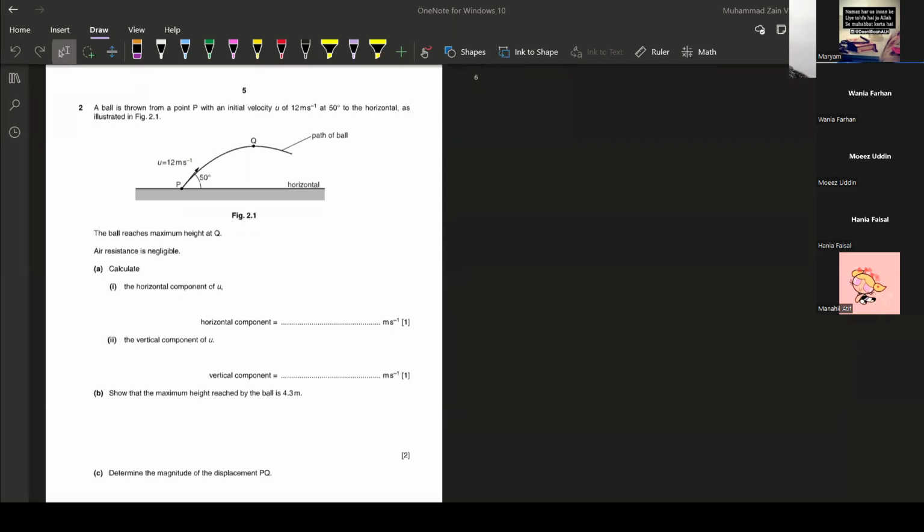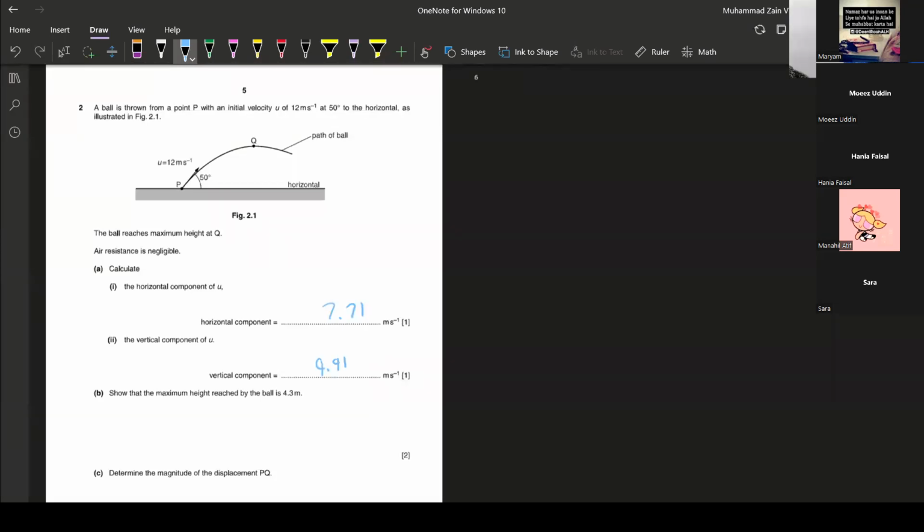Can someone tell me both these values? 12 cos 50 and 12 sine 50? 7.71. I'll assume this is for the horizontal component. And the vertical component, 9.91. So this is the vertical component. Now the next part is: show that the maximum height reached by the ball is 4.3 meters.